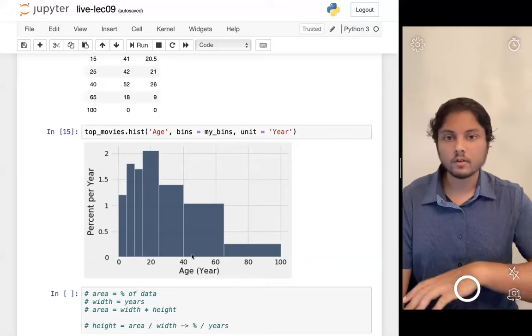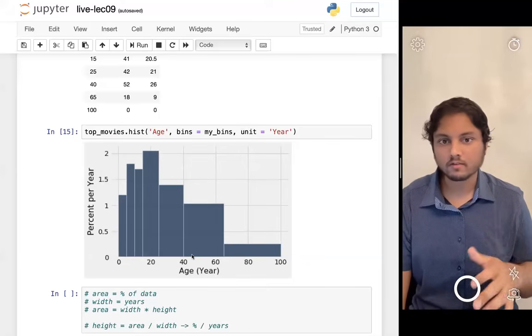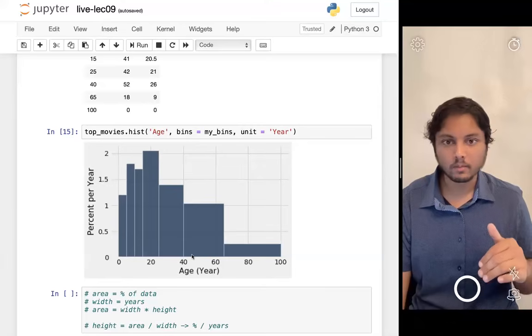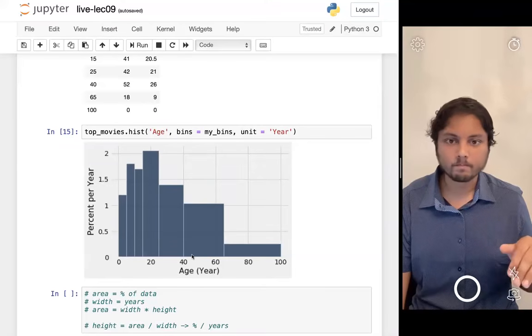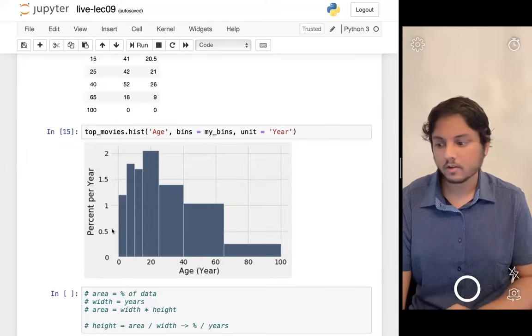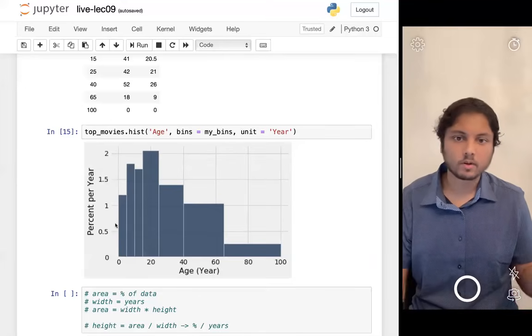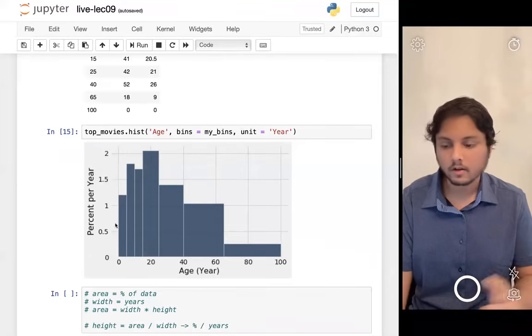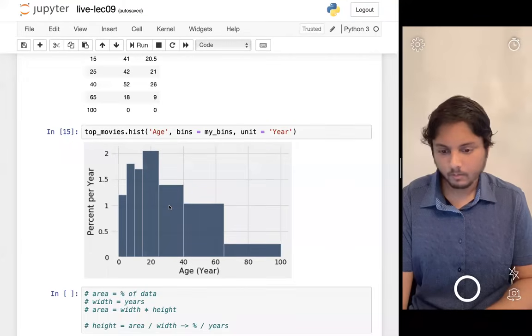And you know that the units of the area have to be percent. So therefore the height needs to be percent divided by whatever you have along the horizontal axis. In this case, percent per year, but it could be percent per dollar, or percent per second. That's kind of why we do it that way.